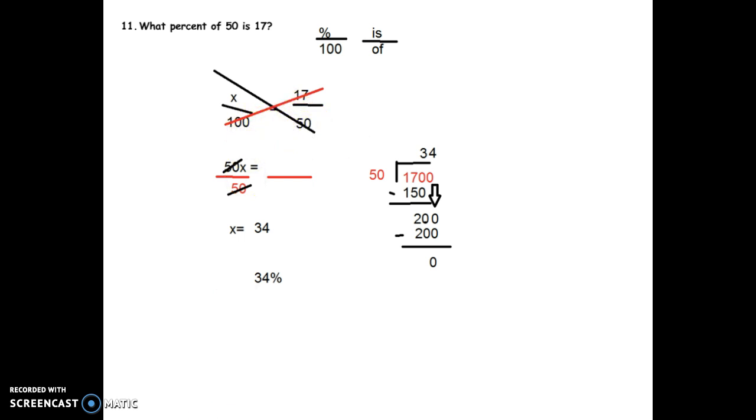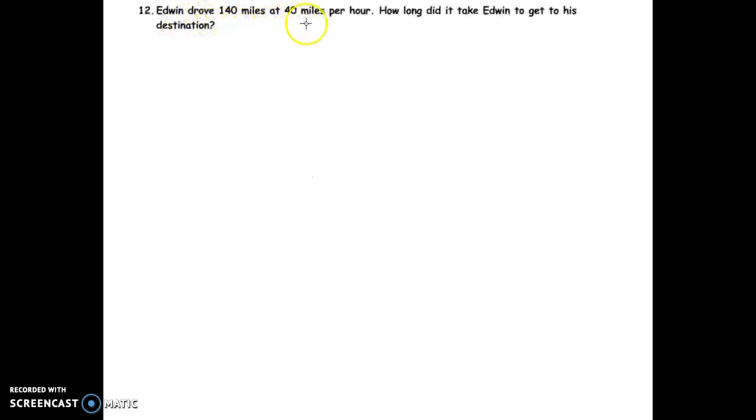All right. Edwin drove 140 miles at 40 miles per hour. How long did it take Edwin to get to his destination? This is number 12. So let's look at the last sentence. How long did it take Edwin to get to his destination? It's not really asking what. It just wants to know how long it took him to get there.